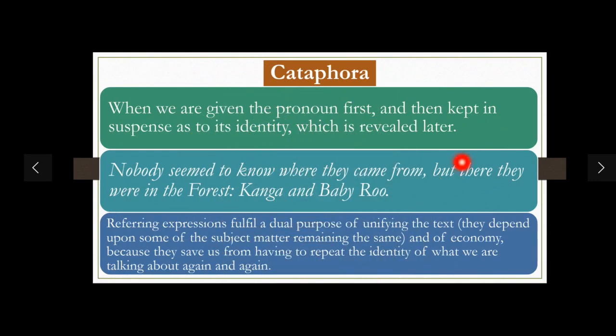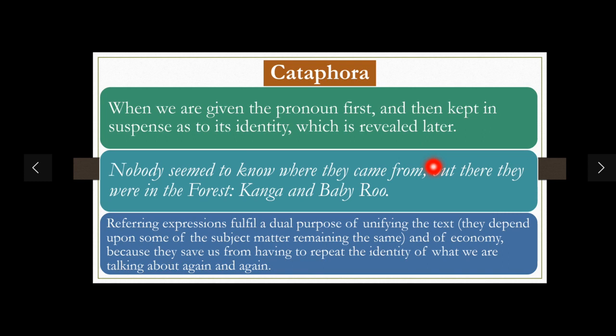Now we have cataphoric references, or cataphora. In cataphoric reference, first we use a pronoun or a referring expression and then we use a word, most often a noun. Let's discuss it. We are given the pronoun first and then kept in suspense as to its identity, which is revealed later.